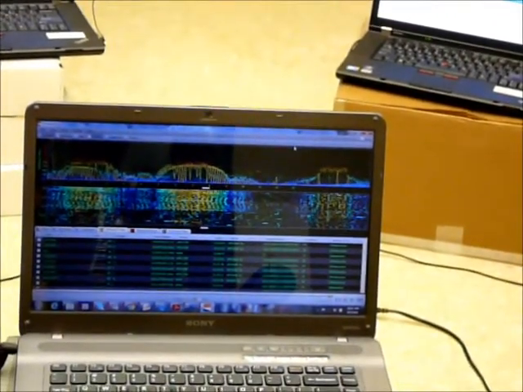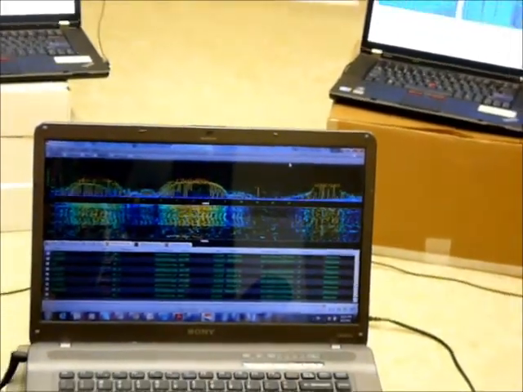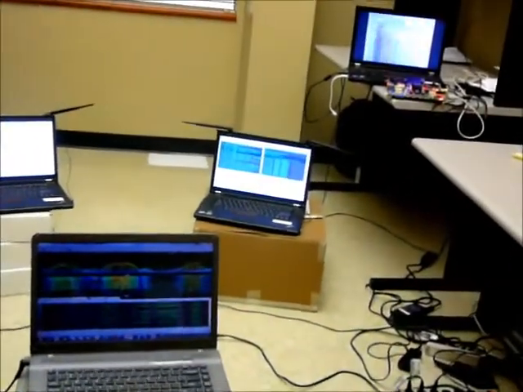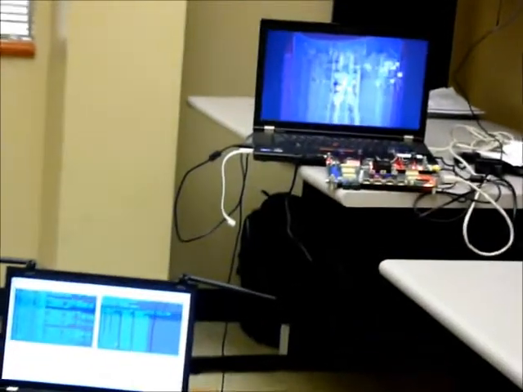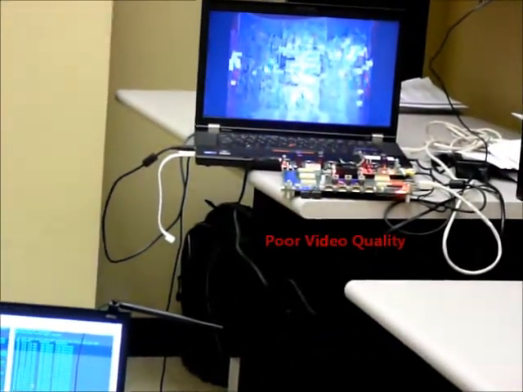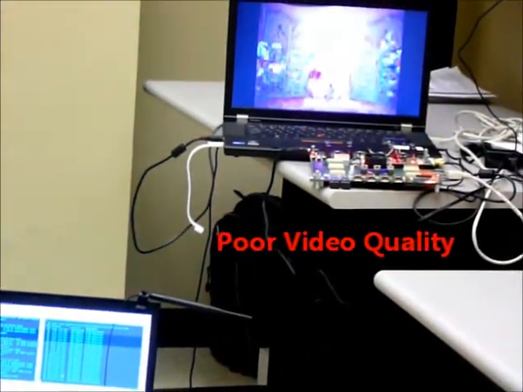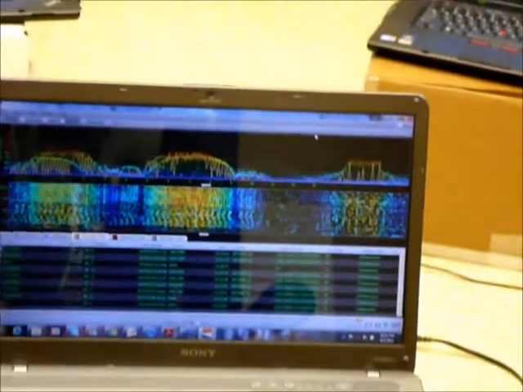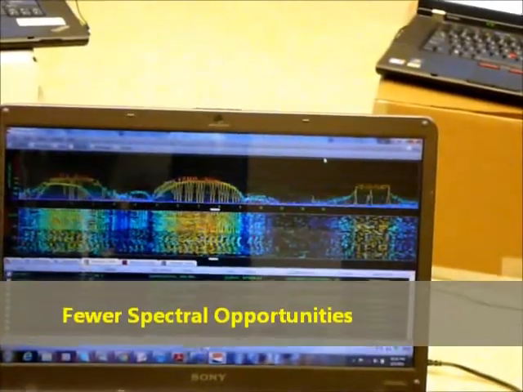Now, the primary networks will increase their rates to consume 50% of the capacity. Consequently, the quality of the video transmission is significantly degraded. This is because of the existence of fewer spectral opportunities, depicted by the reduction in the amount of black gaps for the second 30 seconds.